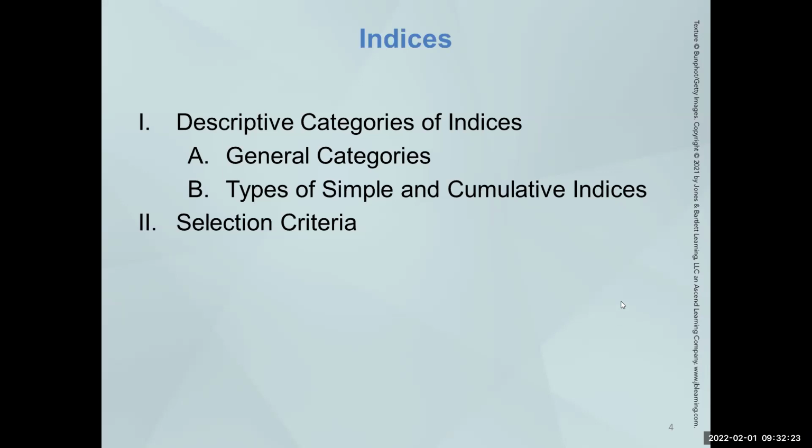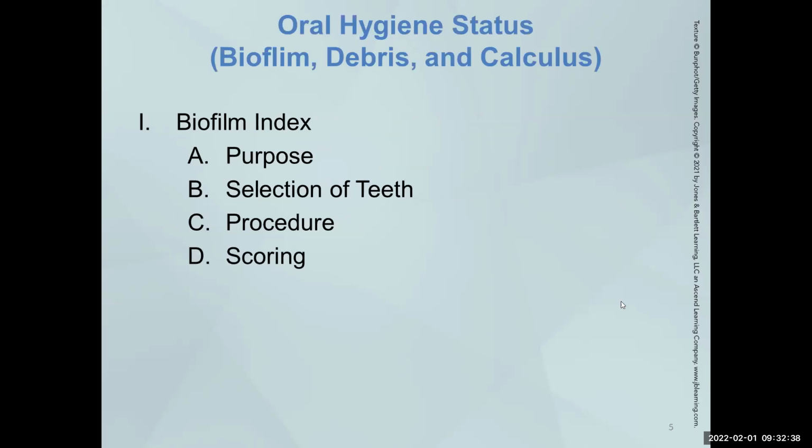All right, so we've got our simple or cumulative, okay? And we've got our selection criteria: inexpensive, doesn't hurt the patient, reproducible. So a lot of that makes sense, right? So let's get into the different types of indices. We've got oral hygiene status. We've got the biofilm, debris, and calculus. All of that can be assessed.